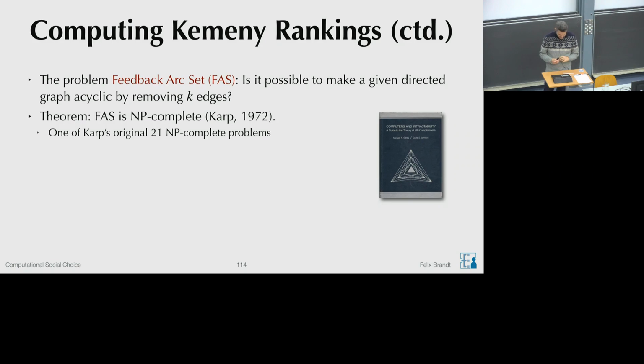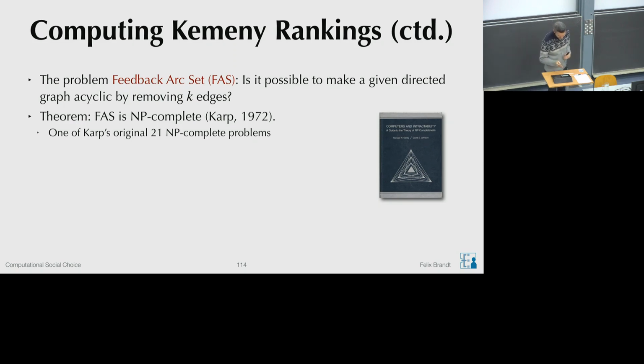And what does this problem say? The feedback arc set problem asks: is it possible to make a given directed graph acyclic by removing k edges? Once you have seen this definition, you probably see this strong relationship to Kemeny rankings, right? Because last time I spent a couple of slides explaining how we can, rather than just counting pairwise agreements, look at the majority graph, then we inverted edges, then we showed that it's equivalent to delete edges if you only want to find the minimal number of edges that need to be deleted.